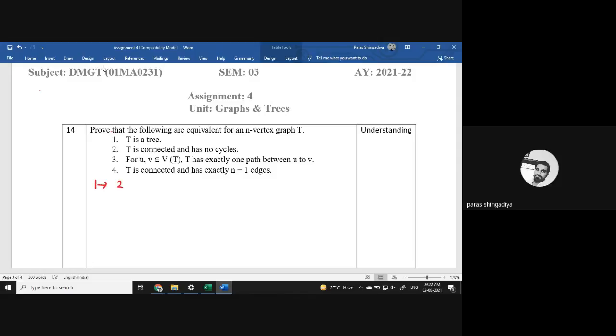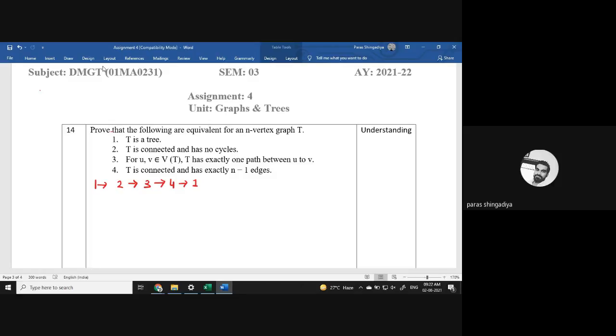We'll consider the sequence here, one to two. We'll suppose one and prove two. Then we'll suppose two and prove the third one. Then we'll suppose the third result and prove the fourth. And we'll suppose the fourth one and prove the first one. Is it clear? That is the meaning of equivalent result. Consider the first one and based on that prove the second one. Consider the second one and based on that prove the third one, and so on. So that is the chain you have to prove.